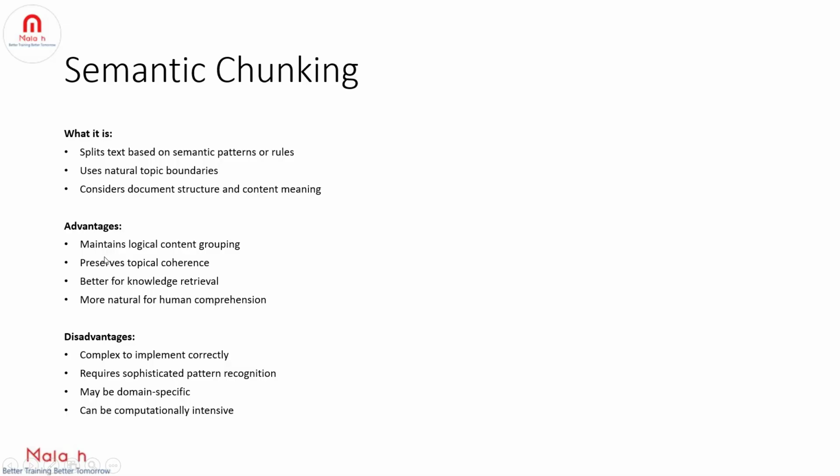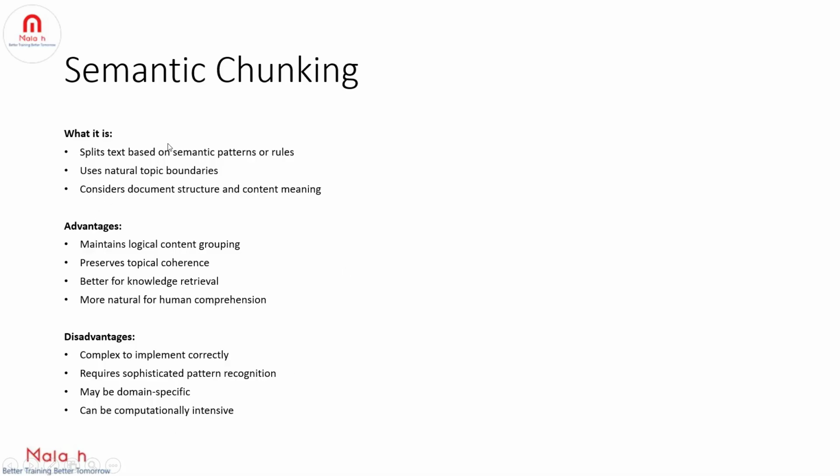So with semantic chunking, it maintains logical content grouping, preserves topical coherence, is better for knowledge retrieval, and is more natural for human comprehension. And what are the disadvantages? It is complex to implement correctly, it requires sophisticated pattern recognition, may be domain specific, and can be computationally intensive.